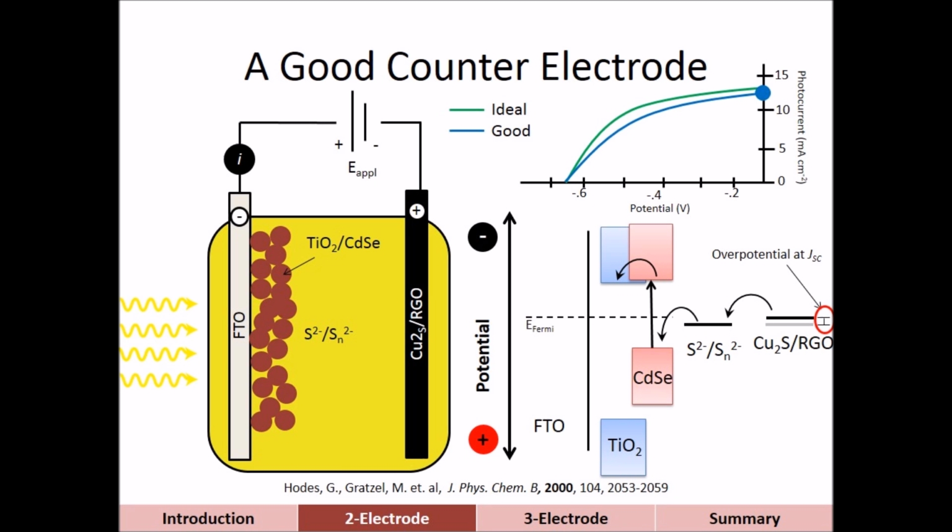As we continue to scan, we still reach short circuit current conditions when we have the Fermi level of the working electrode equal to the potential of the counter electrode. But again, the potential of the counter electrode is no longer the same as the potential of our redox couple because we have to supply this slight overpotential to the electrode. This overpotential, as seen in the graphs in the upper right, decreases the fill factor and short circuit current of our cell.